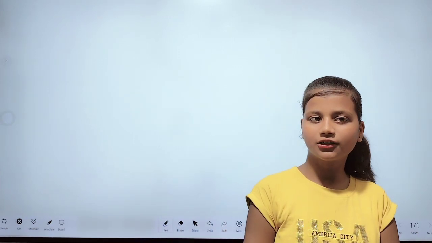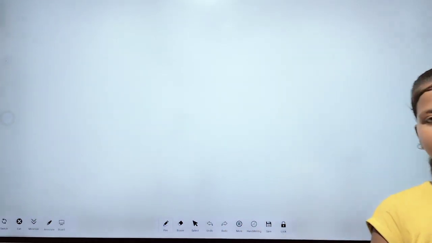So in the previous video we had already discussed direction and reference line, and we also saw some examples of direction. So let's see some more examples of direction.